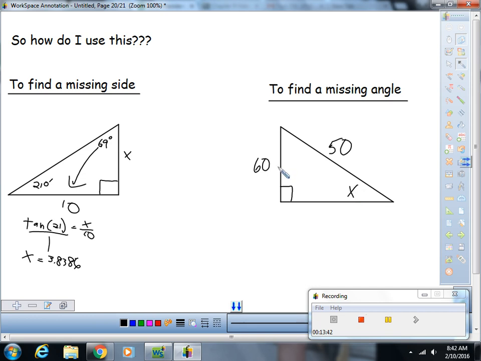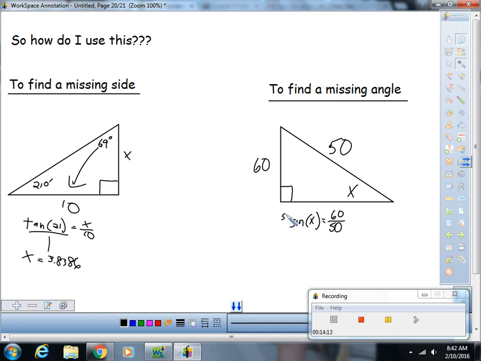According to the x, what's the 60? What's the 50? Which one involves opposite and hypotenuse? So do sine, just bear with me on this. I know I make mistakes all the time. Okay? Just follow through for a second. How do you get rid of sine? What's the inverse operation for sine?